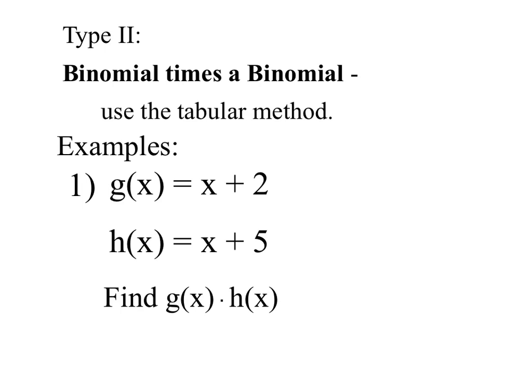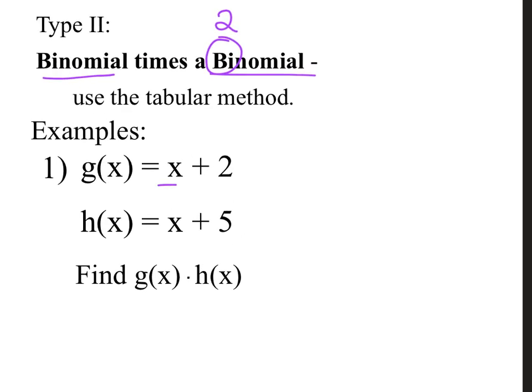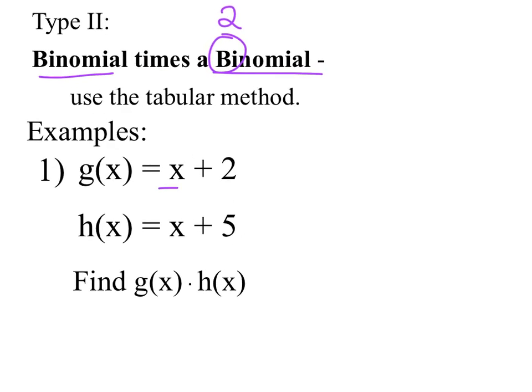So here we go. We're multiplying a binomial times a binomial. So this is a binomial. Binomial means 2. Bi means 2. So we're multiplying each of these times the other one. What I like to use is the tabular method. Obviously, you don't have to. I'm not asking you to change your whole life because of me.